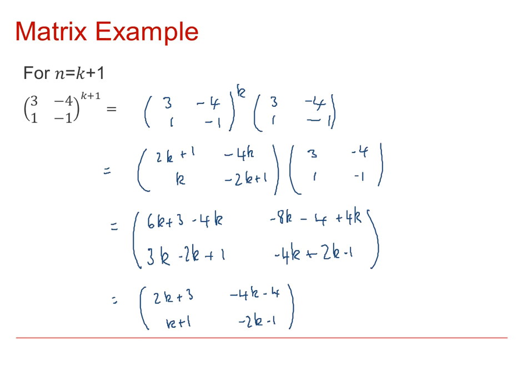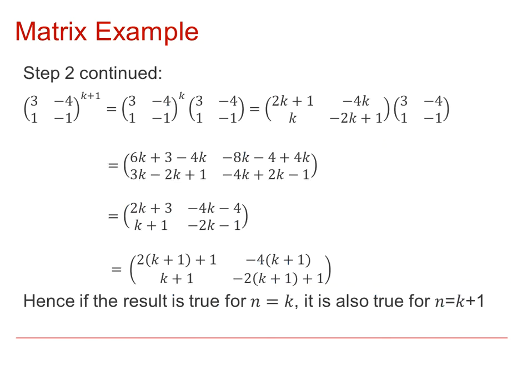But just to emphasize that we've now got our result correct for k plus 1, we could write this as being 2 times k plus 1, minus 4 times k plus 1, k plus 1, and then minus 2 times k plus 1 plus 1. So there it is, written out nice and neatly.